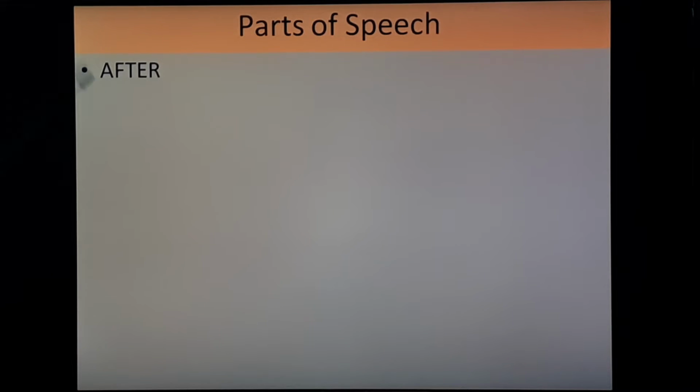Next is after. Now we will see how to use after and what is the meaning of after.